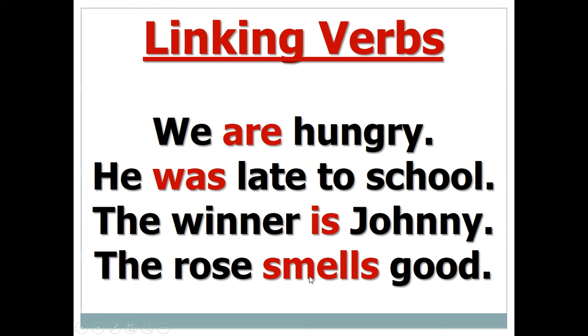And the last one here, the rose smells good. The rose is the subject of the sentence. Now, it's physically impossible for the rose to smell. It does not have a nose. It cannot smell. But in this sentence, the word smells is a linking verb because the word good, which is an adjective, is describing the rose. So smells would be a linking verb. So all of these are being used as linking verbs in the sentence.